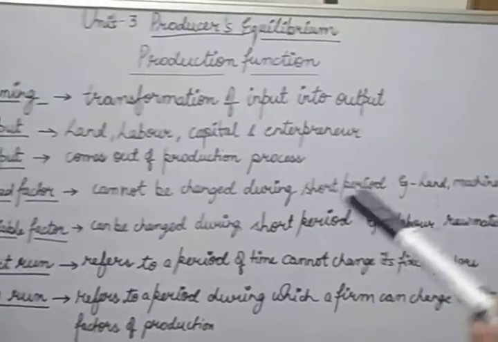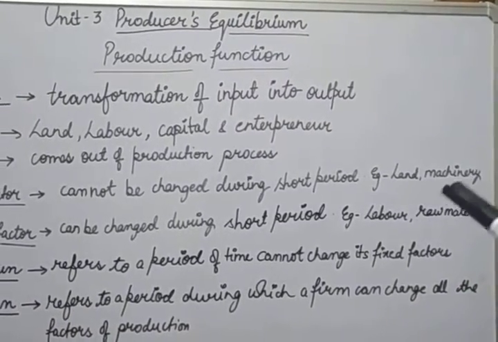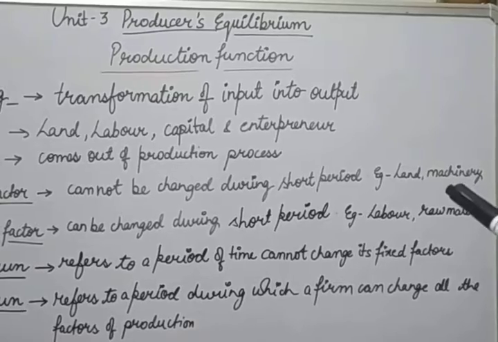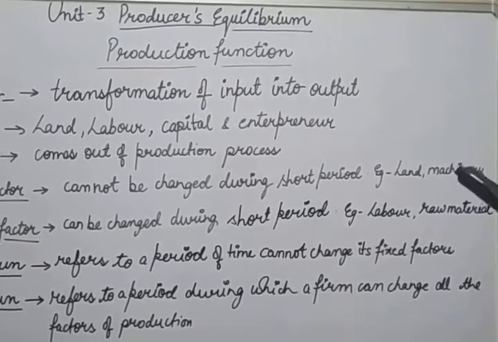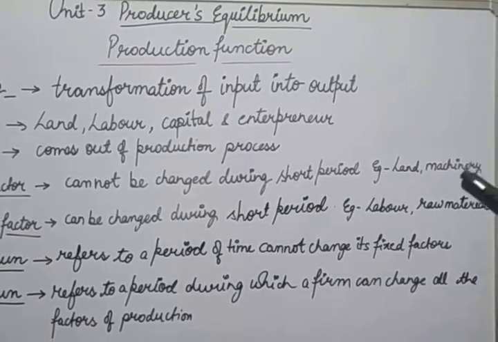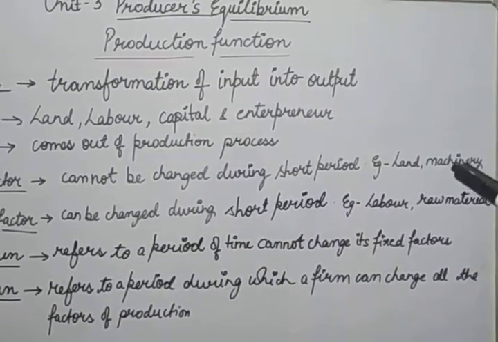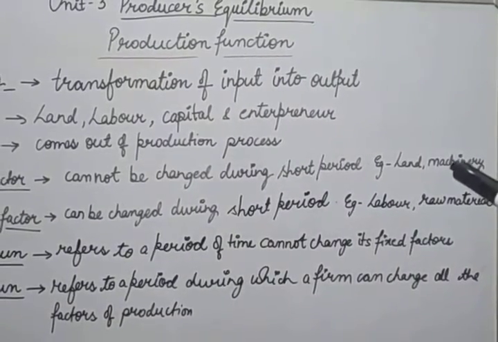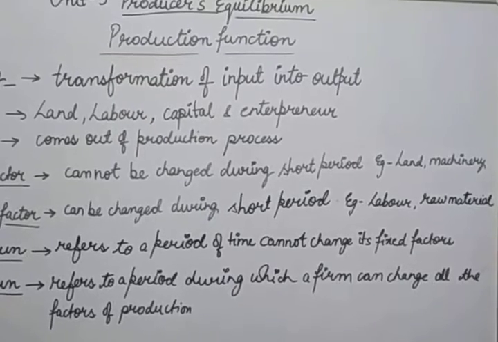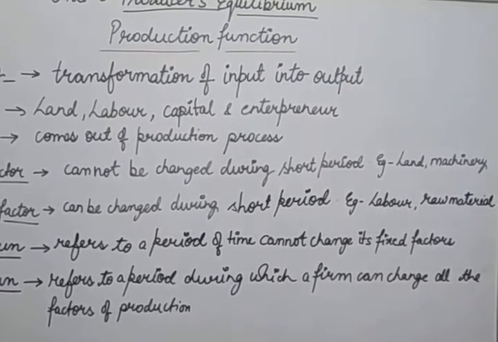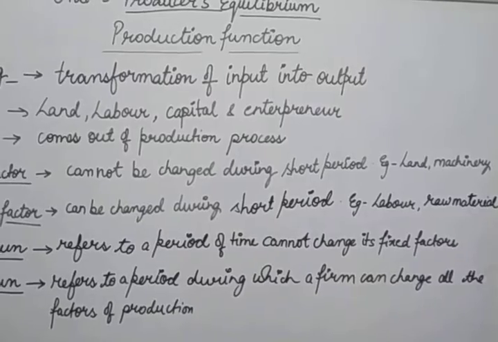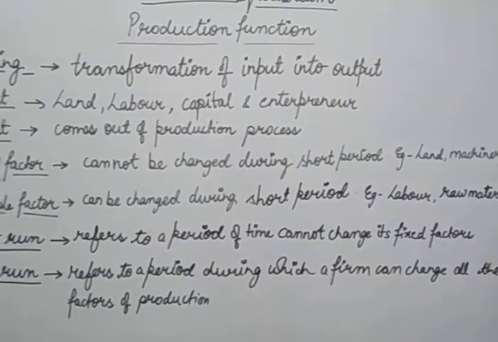Short run, example just like land and machinery. These factors of production cannot be changed suddenly within a month. That means they will remain the same. But in the long run, these factors also can be changeable. So the examples of fixed factors: land, plant, machinery, factory building, etc.